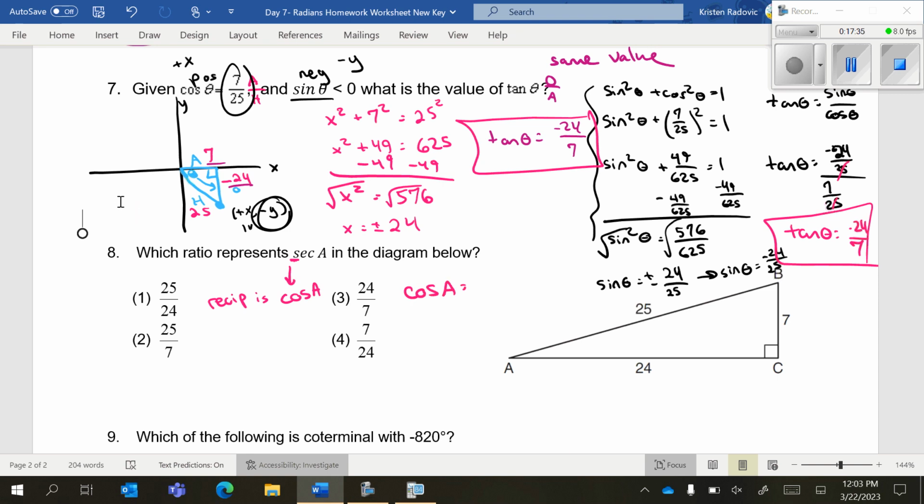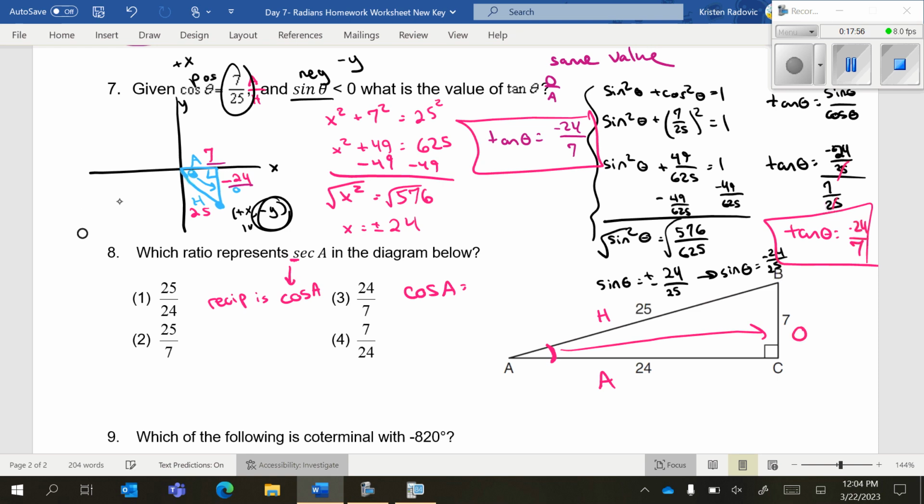And we have to label our triangle. So I'm going to go to angle A. Your hypotenuse is on the other side of your right angle, which is 25. It's also the largest side, and 25 is the largest number. Adjacent means to be next to. So next to angle A is 24. And on the other side of angle A is your opposite.